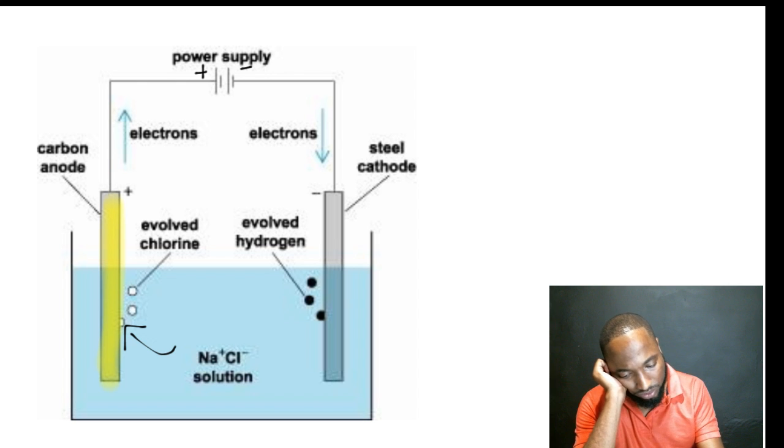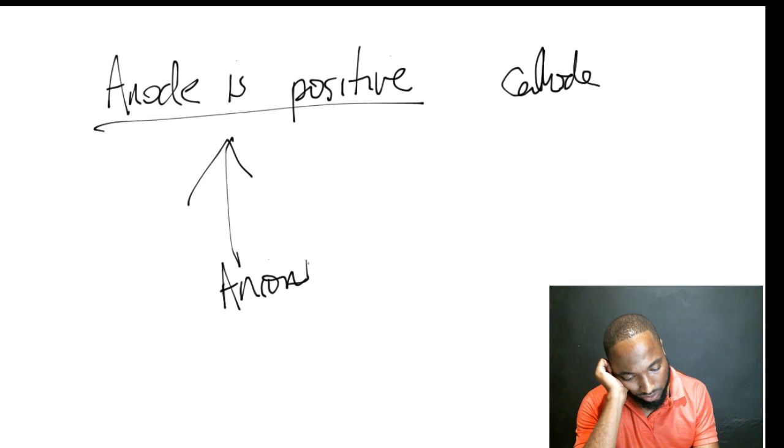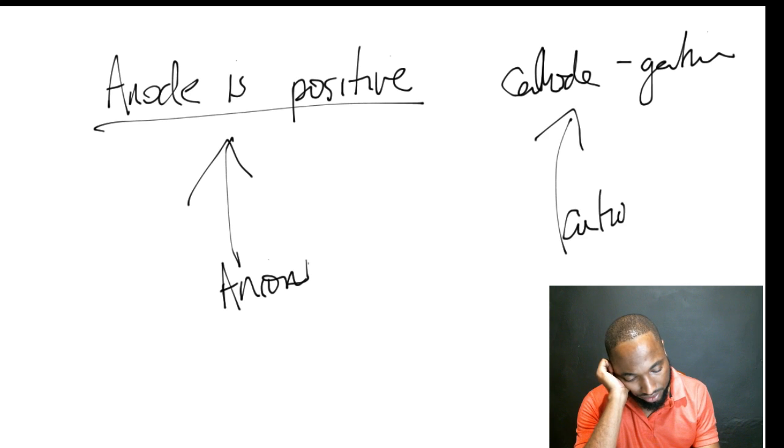And the cathode, now this has examples, chlorine and hydrogen, and we're just studying the basics of it so far. The cathode has to be negative. So the cathode is negative, because it wants to attract cations. Cations are positively charged ions, and anions are negatively charged ions.